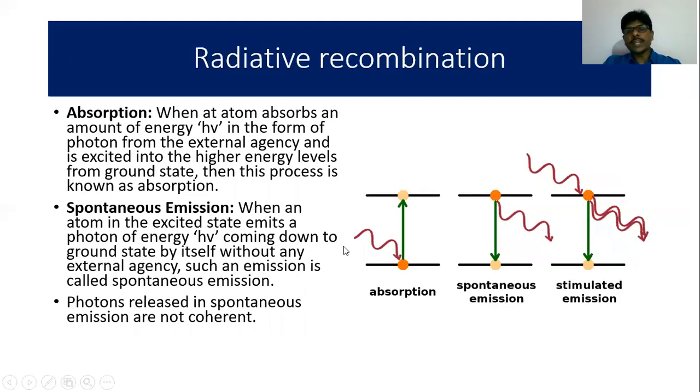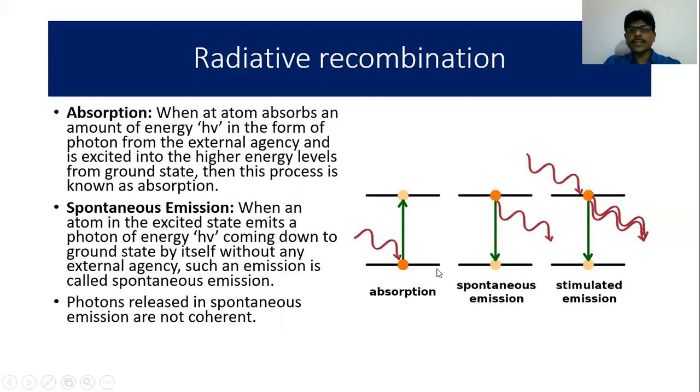Now you can see two energy levels over here, a level say E1 and a level E2. We shall see the three processes over here, that is absorption, spontaneous emission and stimulated emission. What is absorption? When an atom absorbs an amount of energy h nu in the form of a photon from the external agency and is excited into the higher energy levels from the ground state, this process is known as absorption. You can see it in the first diagram over here.